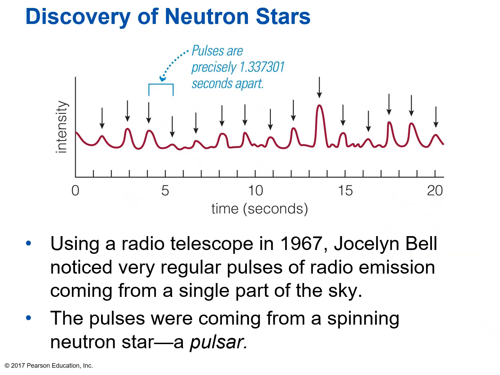The pulses were coming from a spinning neutron star, and it was called a pulsar. They didn't know about neutron stars at the time. When they finally figured it out after a few years what this thing was, they started calling it a pulsar, and then they realized it was a spinning neutron star.